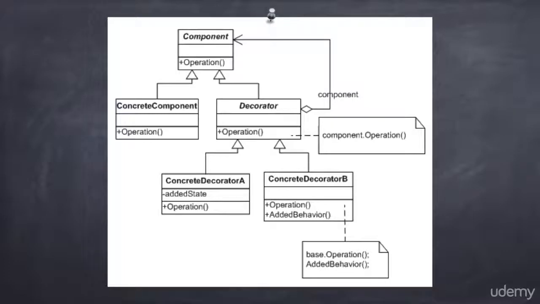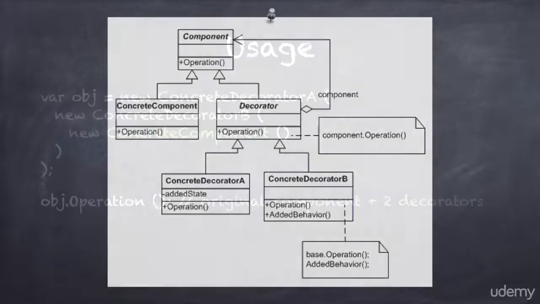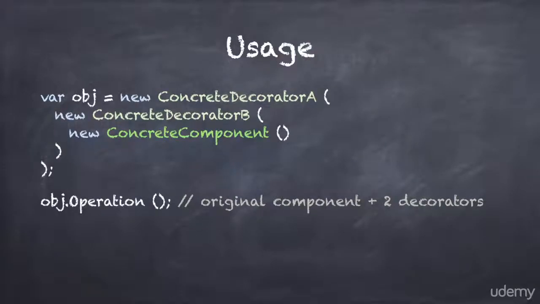So here's what you do to put this pattern to work. You initialize a stack of decorators like this. Calling the operation method will first call the operation method of Concrete Decorator A, which will immediately delegate the call to Concrete Decorator B, which will again immediately delegate the call to Concrete Component. The Concrete Component will perform the default implementation, and then Concrete Decorator B gets a chance to perform additional work. And finally, Concrete Decorator A also gets a chance to perform additional work.